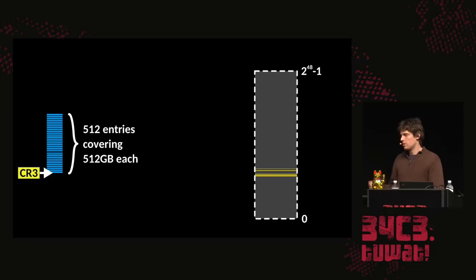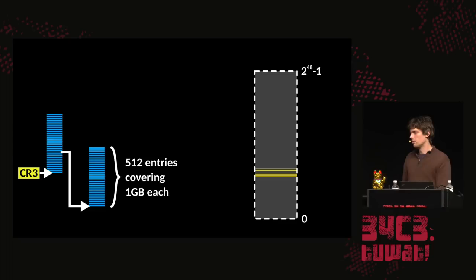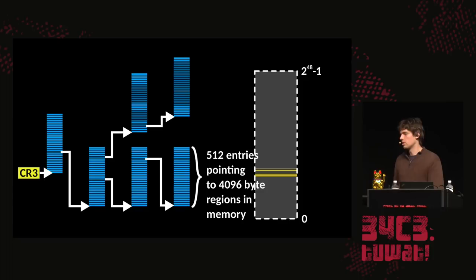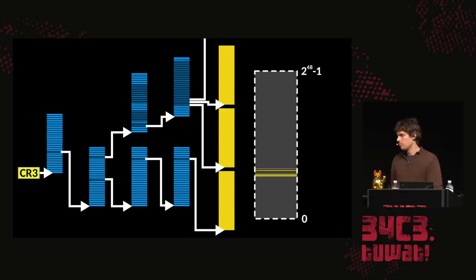So the first level on Intel, which is called the fourth level, because there are four levels, divides the address space into chunks of 512 gigabytes. The next level, so there could be 512 entries, but they don't have to be, divides the address space into 1 gigabyte chunks, then into 2 megabyte chunks, and then lastly into 4 kilobyte chunks, which is the granularity of a page. So each entry in there points to a physical memory page.